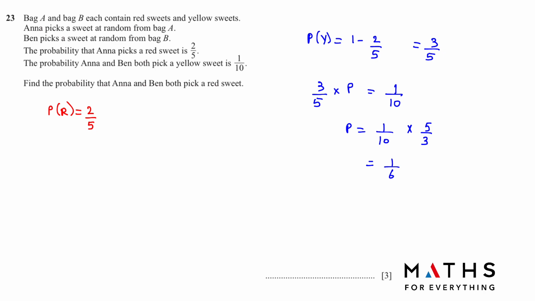Now both of them picked a red sweet. So 2 over 5 multiplied by 1 minus the total probability of getting a yellow sweet. This will give us 1 over 3. That's the answer. I hope you understood.